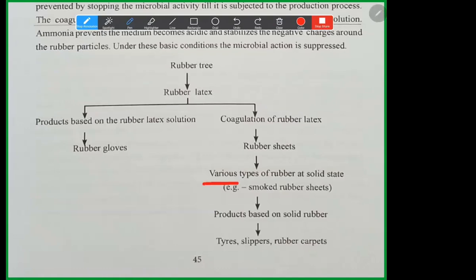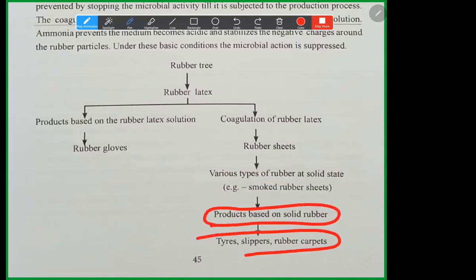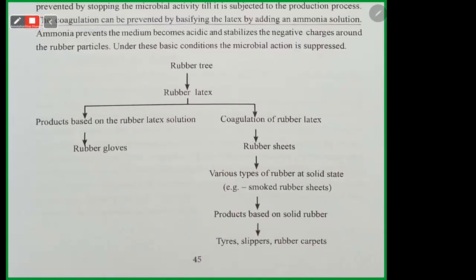Okay, various types of rubber in solid state. Products based on solid rubber: tires, slippers, rubber covers, different products.